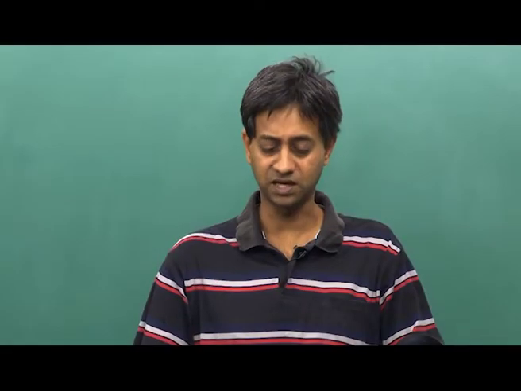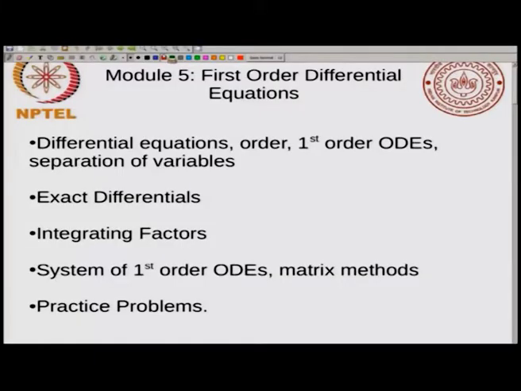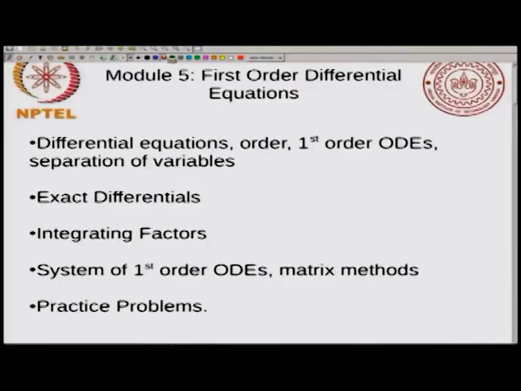So, today we will start module 5, and module 5 is the first of 4 modules on differential equations. So, the second part of this course will entirely be about differential equations. In module 5, we will focus on first order differential equations. So, there will be 5 lectures, each about half an hour long.